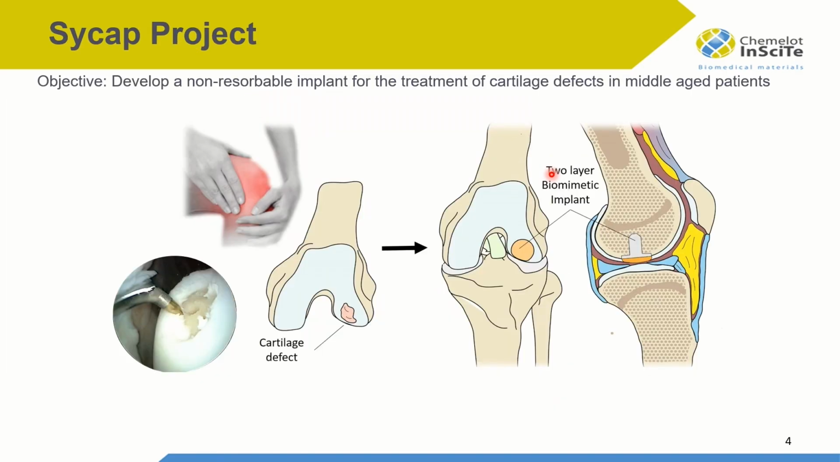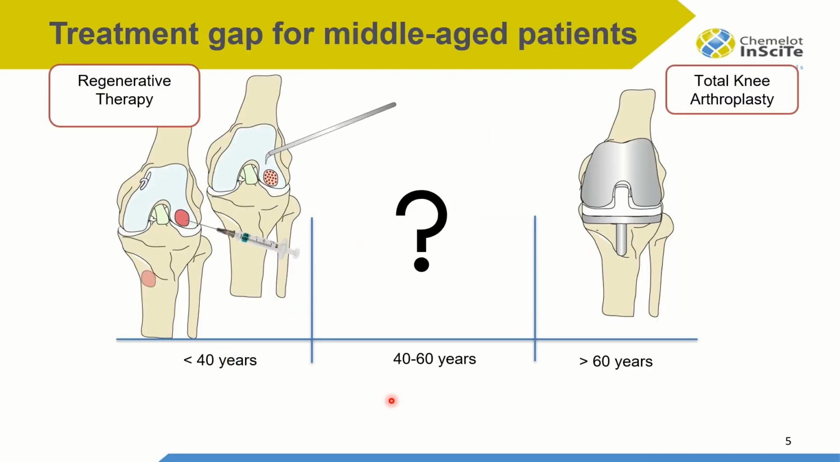The main aim of the SciCap project is to develop a non-resorbable implant for treatment of cartilage defects for specifically middle-aged patients. We focus on middle-aged patients because currently there is a treatment gap. For younger patients, treatments based on the regenerative capability of the tissue work quite good. While for the old patients, there is only chance to go to a heavy surgery.